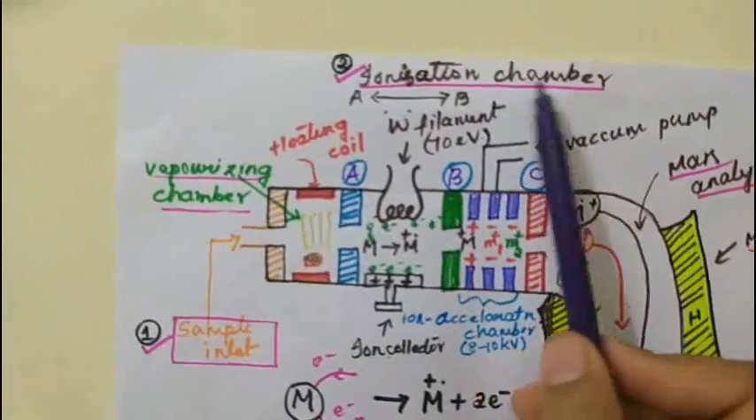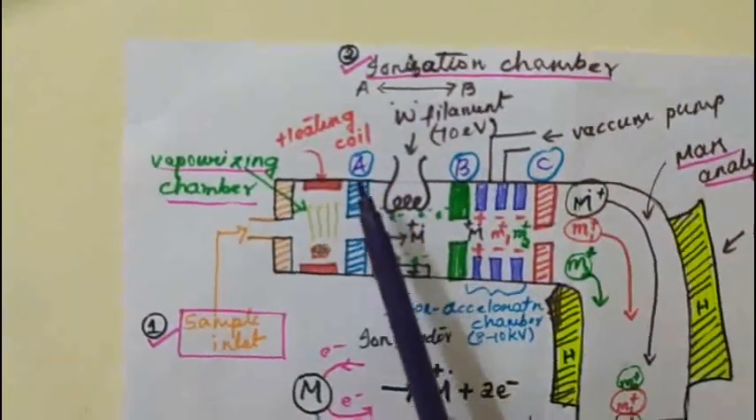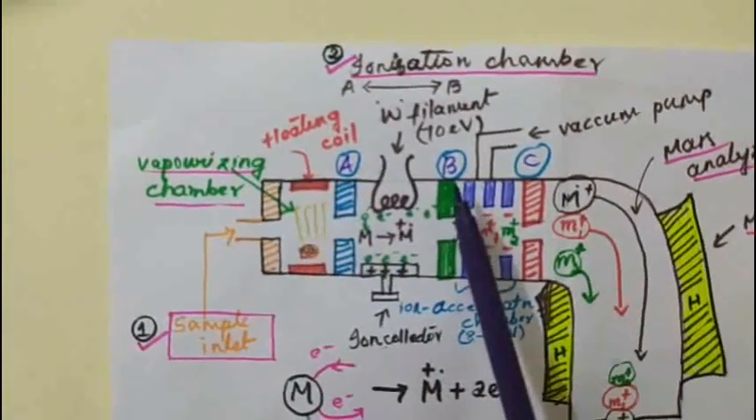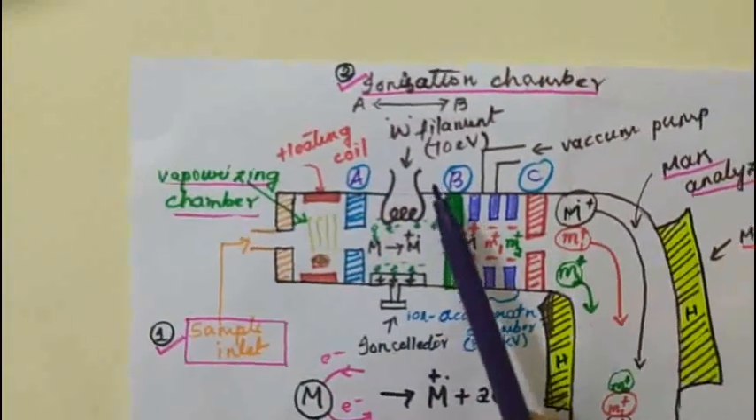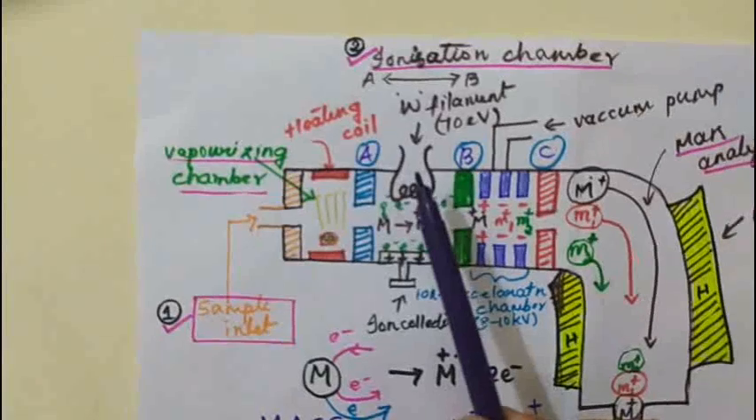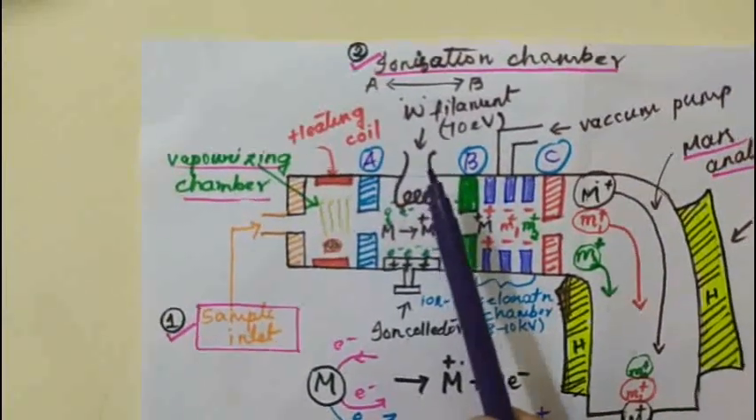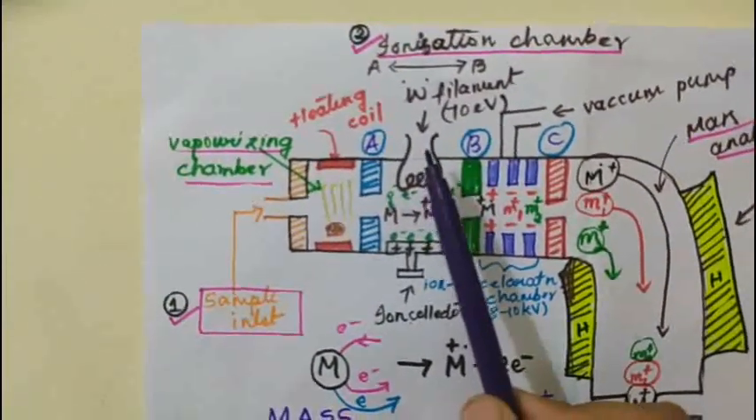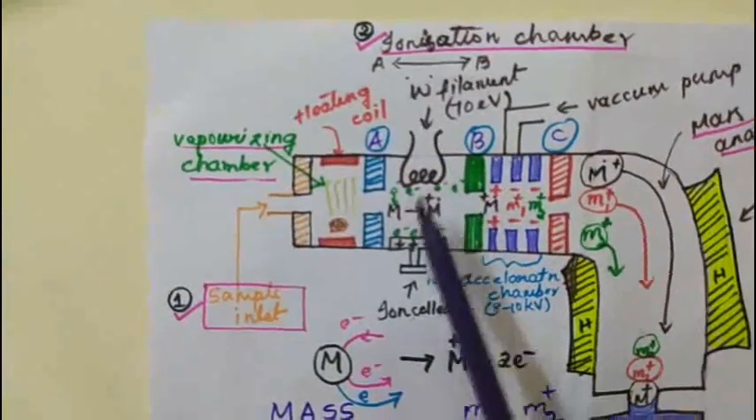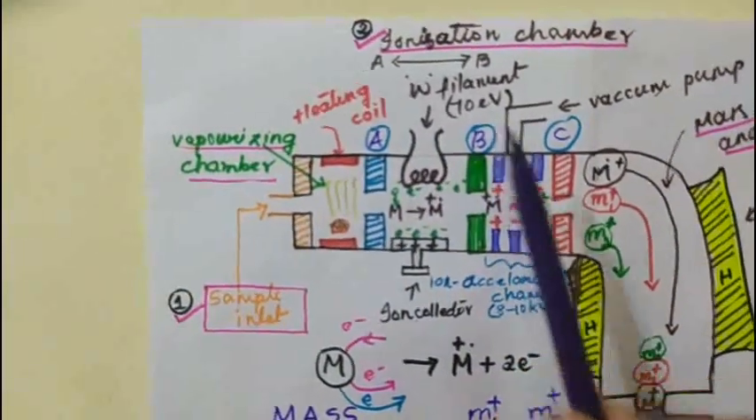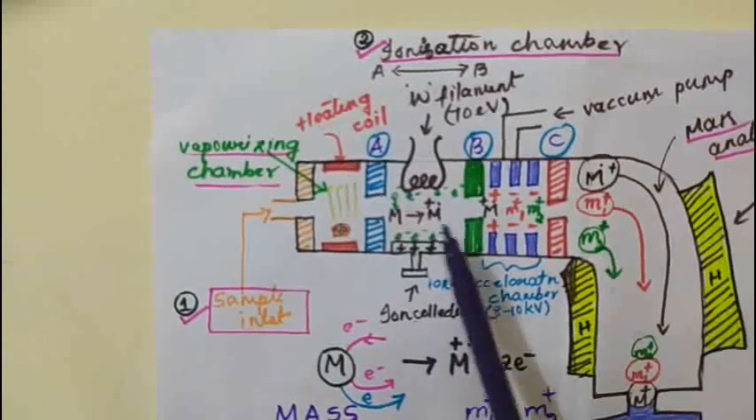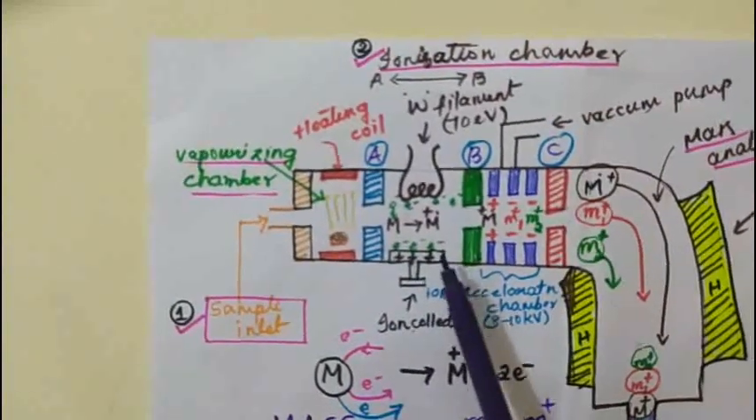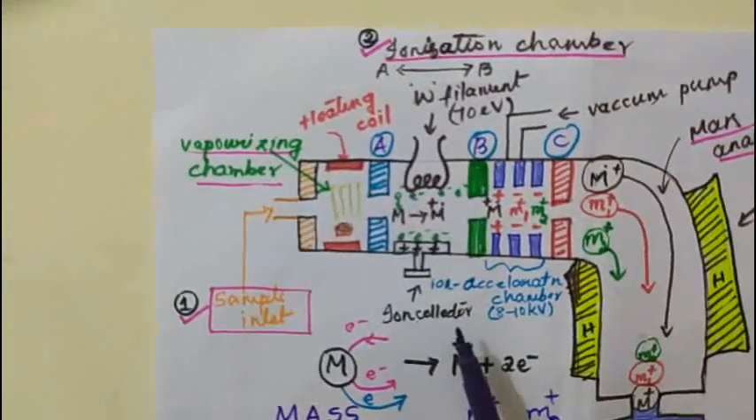The ionization chamber lies between the slit A and B. As I explained previously, this chamber is provided with a tungsten filament. When we heat this tungsten filament, the electrons are generated with the energy of 70 electron volt, and the other side of the chamber is provided with an ion collector.